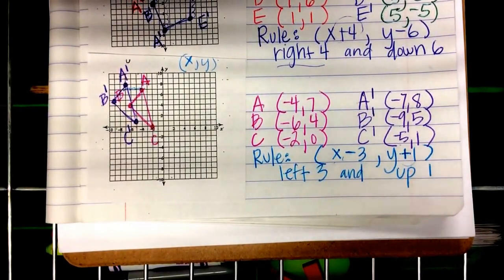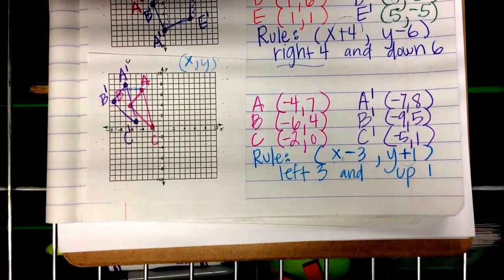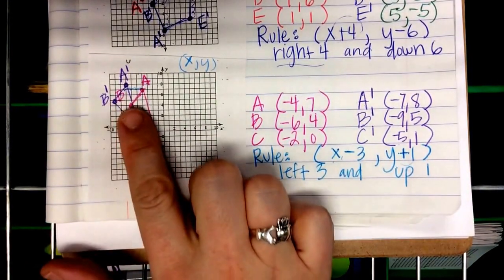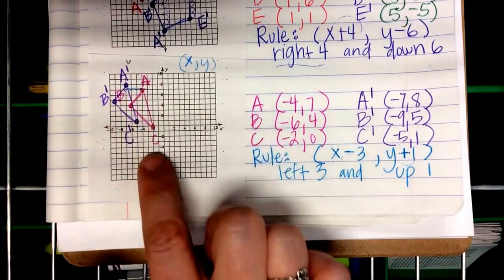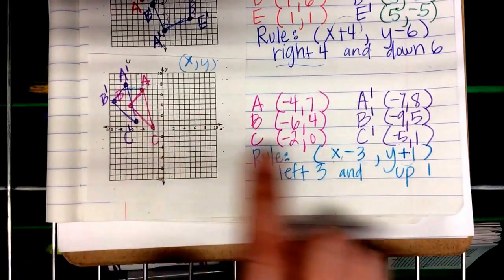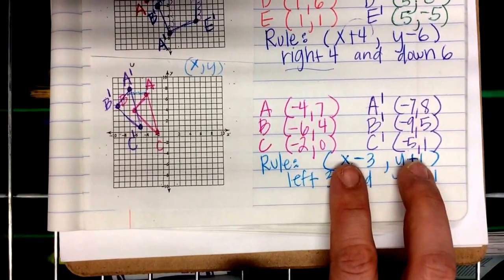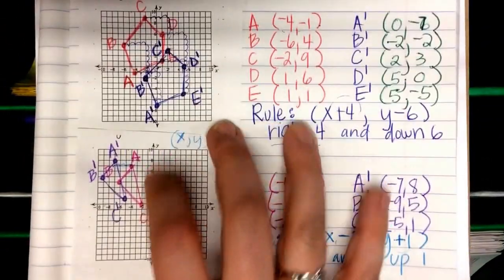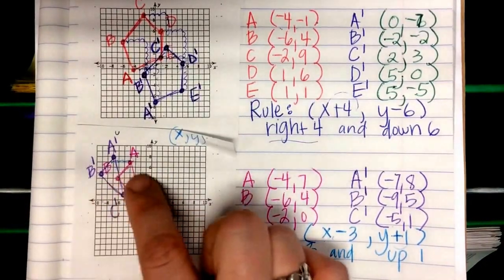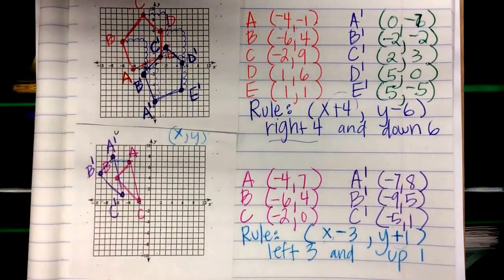Right, so all we're focusing on with translation is taking a shape and sliding it. You're either sliding it left or right or up or down, or you could be doing both. A translation is just a slide. Did the size of my shapes change? No, they're what's called congruent. They're exactly the same.